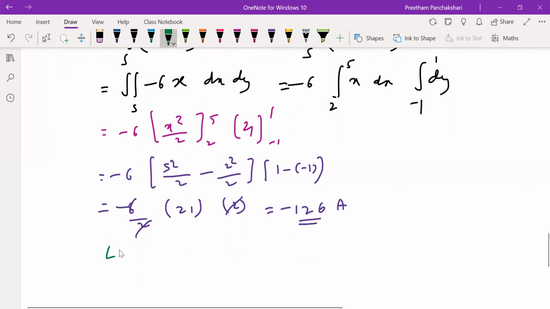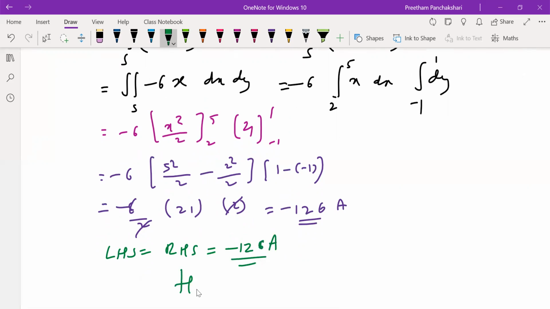We got the same answer on both sides. So the left-hand side evaluation when compared with the right-hand side, both are equal. We got 126 for both of them. Hence the theorem is verified. So the given vector satisfies Stokes' theorem.